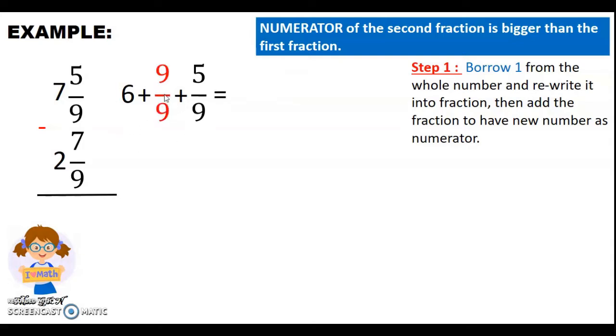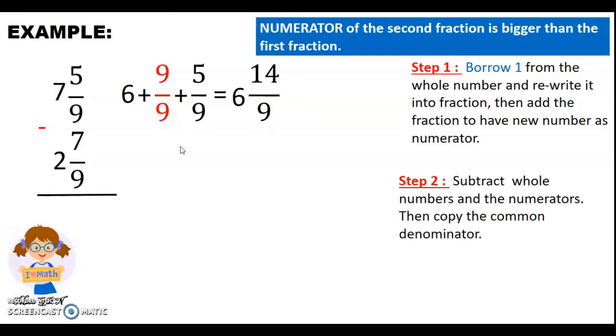And we will rewrite 1 into a fraction because we borrowed 1 from 7, so it will become 6 plus 9 over 9 plus 5 over 9. Now, our first fraction will be 6 and 14 over 9, because 9 plus 5 is 14, and we copy our common denominator, which is 9. So our new fraction is 6 and 14 over 9.